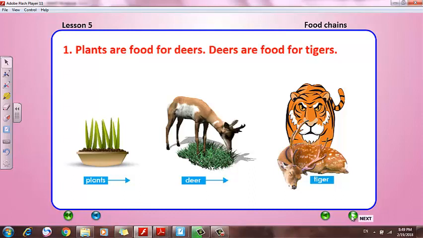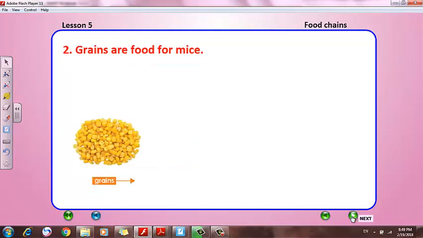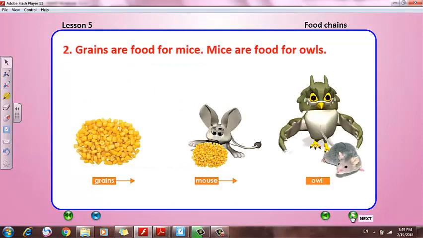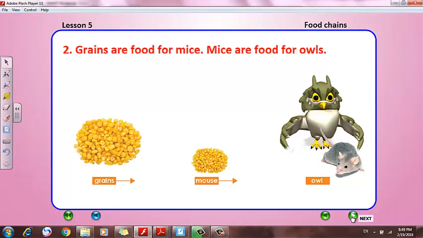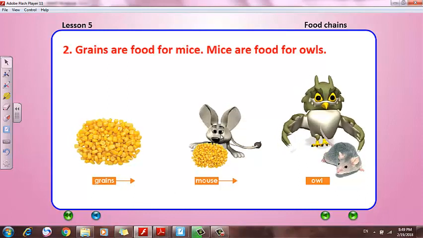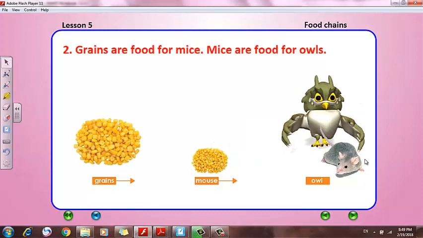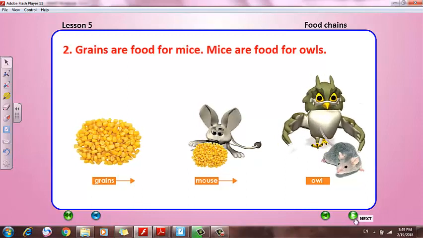Let's see another food chain. Grains are food for mice. Mice are food for owls. Grains, a kind of plant, are food for mice, and mouse is food for owl.